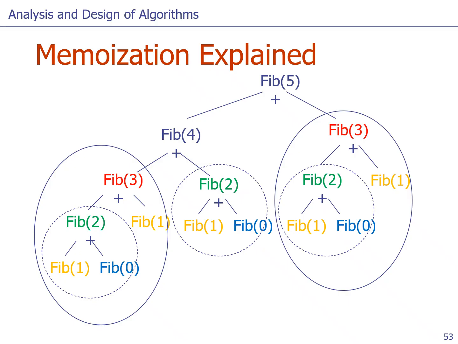Recall the problem with the Fibonacci brute force code that I showed you earlier: it keeps recomputing Fibonacci terms that have been encountered before. For example, Fibonacci of 2 is computed here 3 times. If you look at Fibonacci of 1, it's computed 1, 2, 3, 4, 5 times.